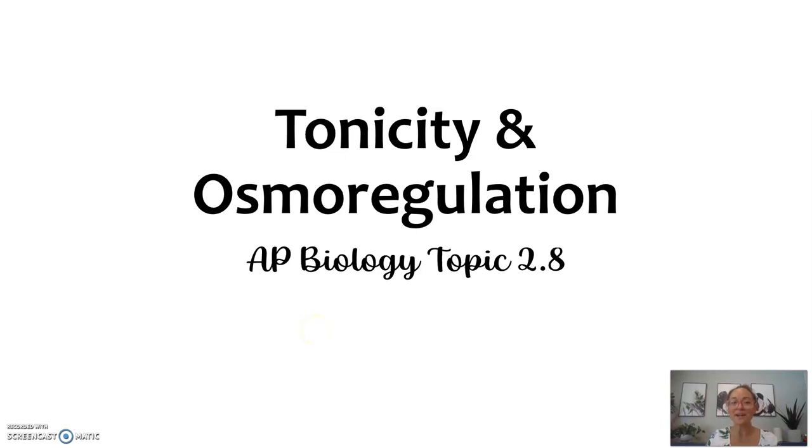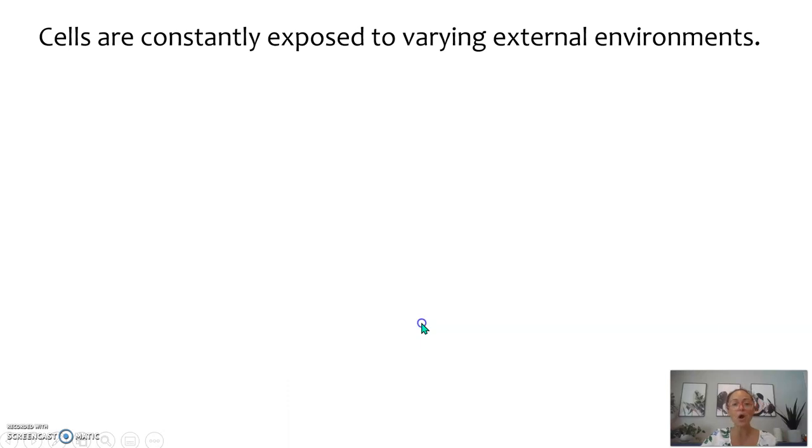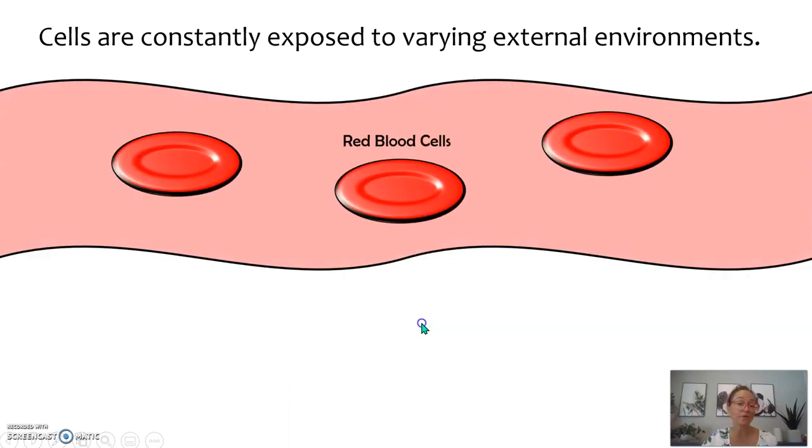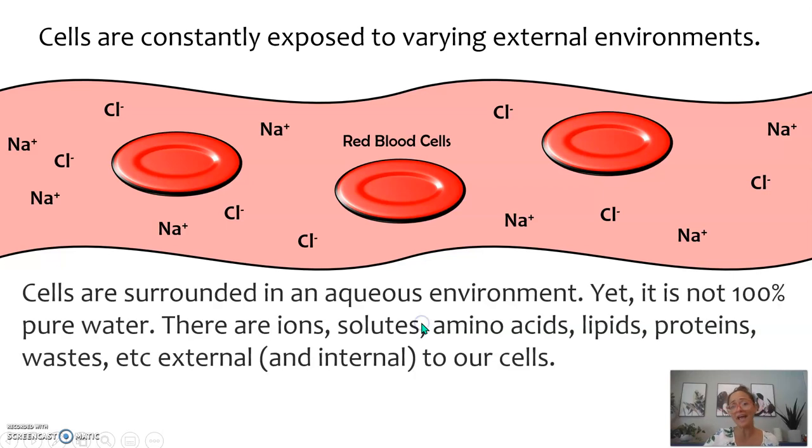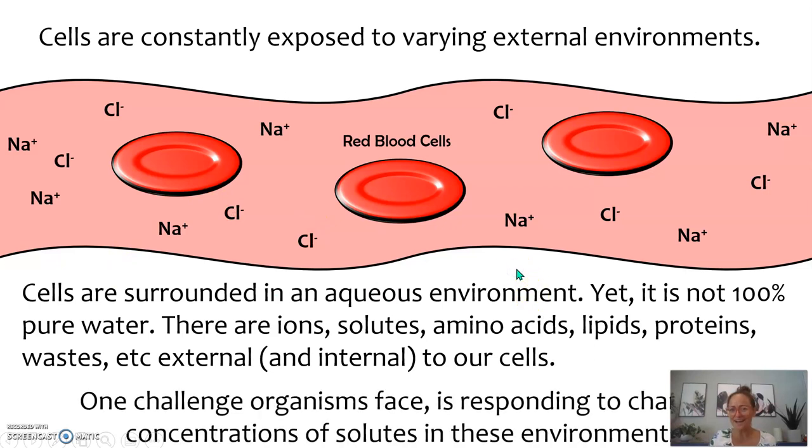Okay, so this video is for AP Bio, topic 2.8 on basically osmosis and osmoregulation. One thing that's important to think about is that all cells are surrounded in an aqueous or watery environment, and those environments vary and change throughout the course of the day or of time. This video is going to be about the consequences of varying external environments and solutions on cells, and also how cells can osmoregulate, or how organisms can osmoregulate or control a water balance within their cells.